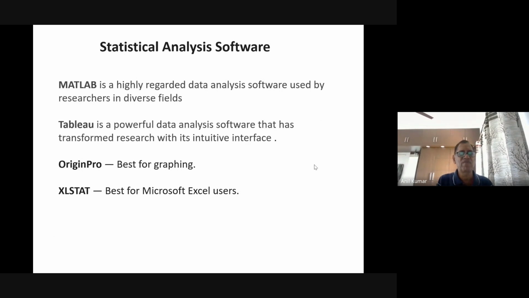MATLAB is quite popular in engineering colleges. You can use MATLAB also for some of the analysis. Tableau is there for data analysis. This is also available. Origin Pro, if your concern is to have graphics, go for Origin Pro. Excel Stat, best for Microsoft Excel users.